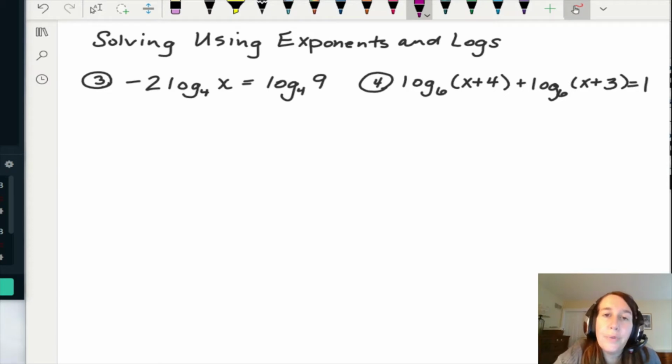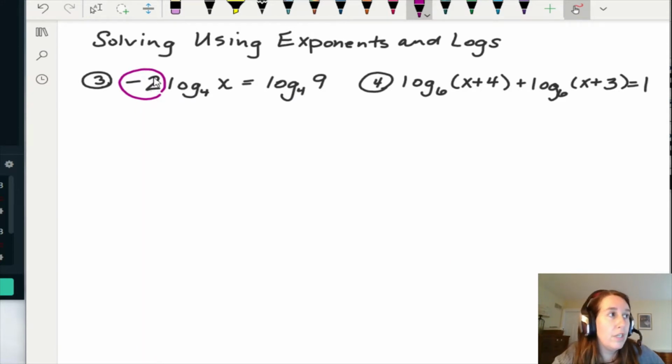Let's continue seeing how logs and exponents can be used to solve problems. Okay, a little more algebra for us. Here we have -2 log base 4 of x is equal to log base 4 of 9. You might be tempted to just immediately take the logs out of both sides, like we did in the last problem. But first, you have to deal with this -2.